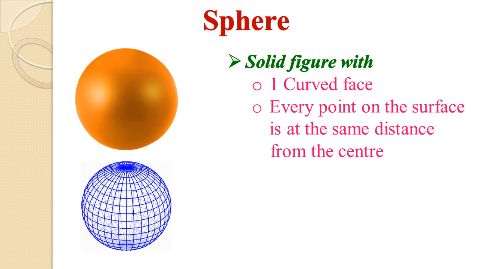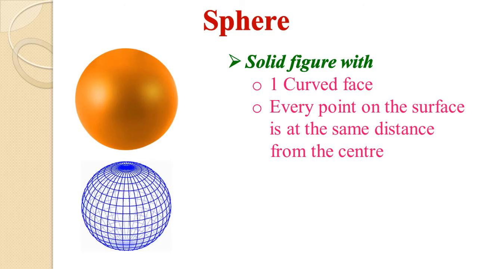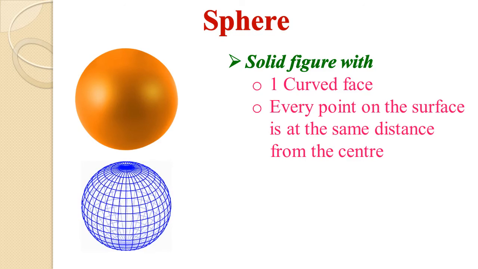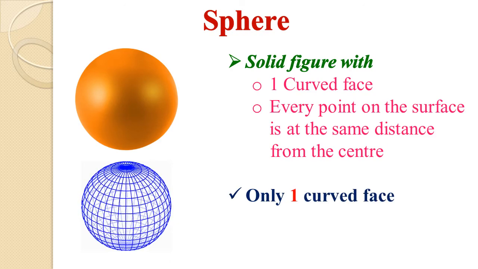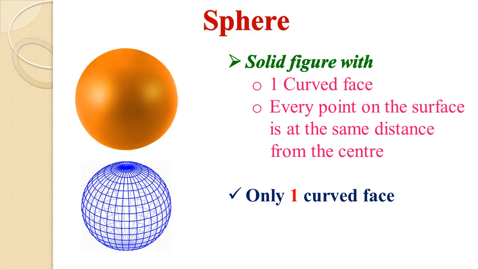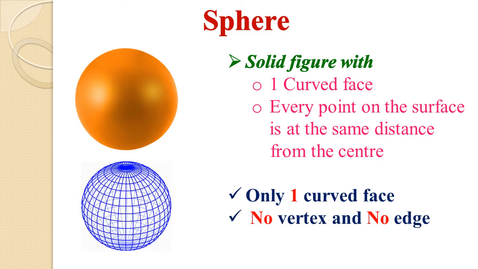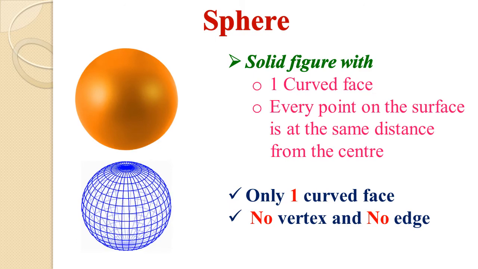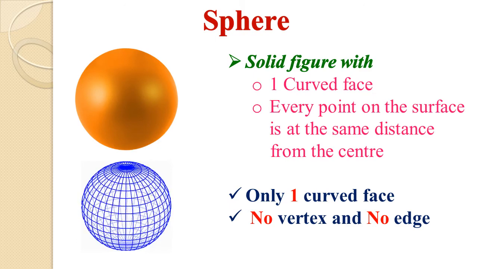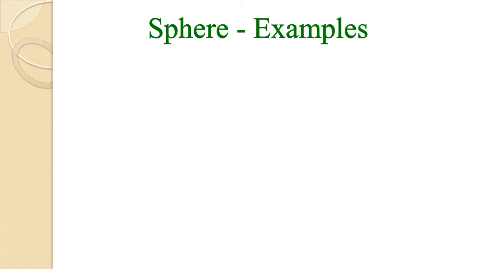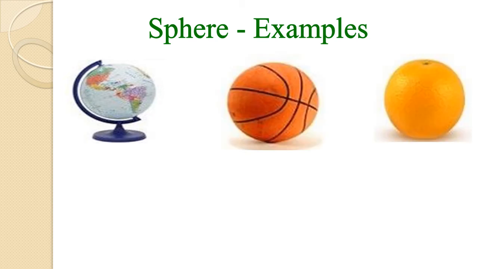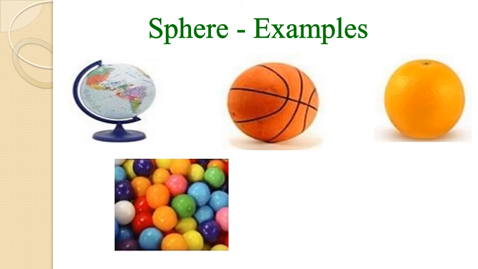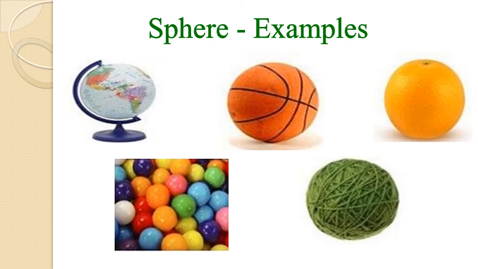So let's see the number of faces, edges and vertices of sphere. So here the sphere has only one curved face and it has no vertex and no edge. A few examples of a sphere are a model of a globe, ball, orange, marbles and a thread ball.